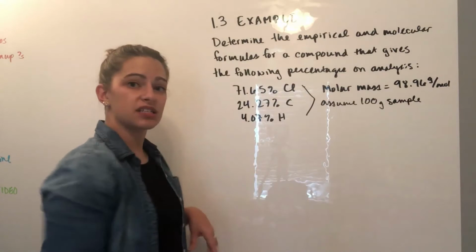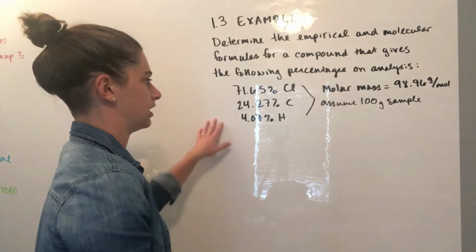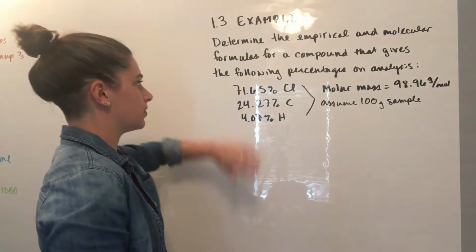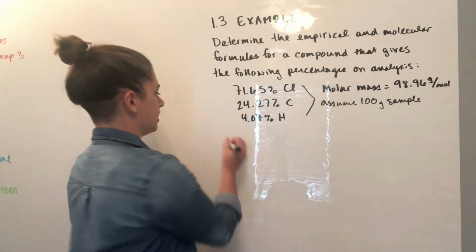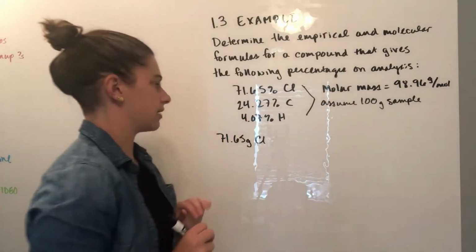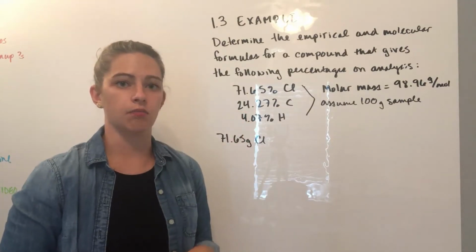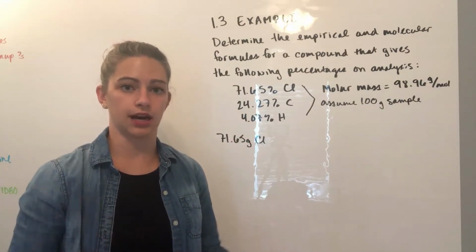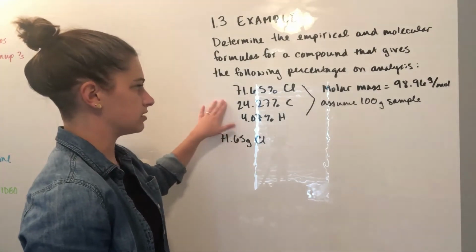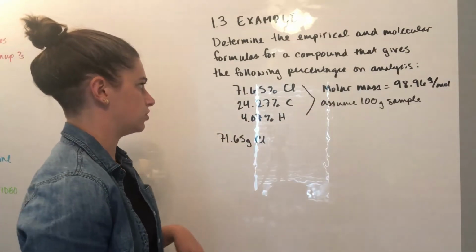You don't necessarily have to specify that. I am here just so that if you're following along, you can make that connection between how I'm going to go to the next step. So if I'm assuming a 100 gram sample, I can say 71.65% chlorine is 71.65 grams of chlorine. Now, remember for our formulas, they are the mole ratios between the elements in a compound. So in order to get to that, we need to convert to moles. So we're going to take each of our percents, turn them into grams by assuming a 100 gram sample, and then we're going to convert each of these into moles.